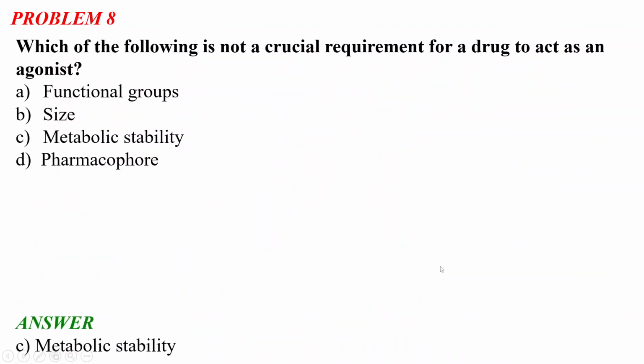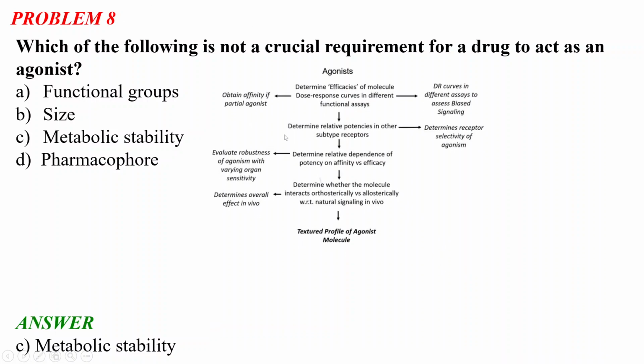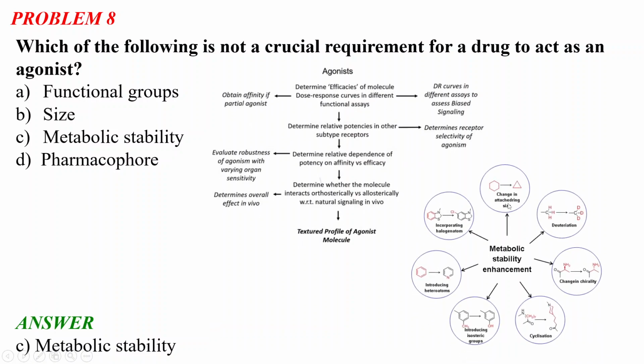Okay, so the correct answer is number C. As I have said before, agonists determine the efficacies of the molecule in the dose response curves, and functional groups determine the relative potencies in other subtype receptors. They determine the relative dependence of the potency. So this is a textured profile for an agonist molecule.